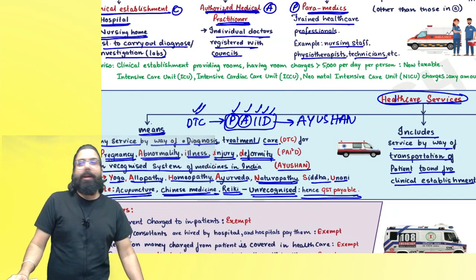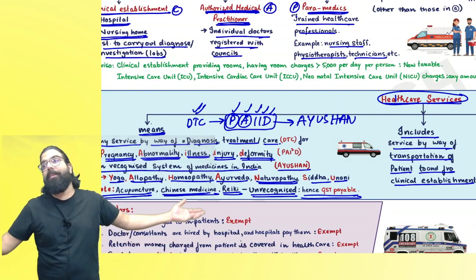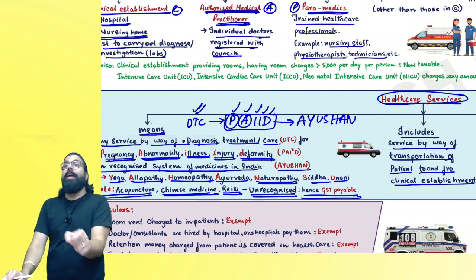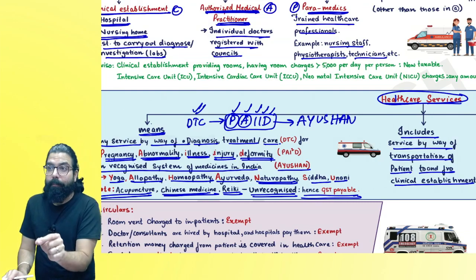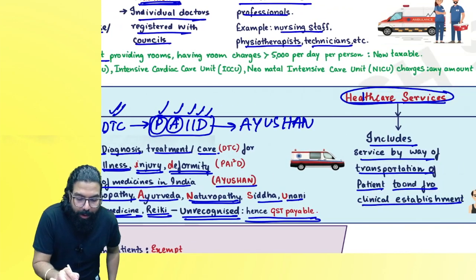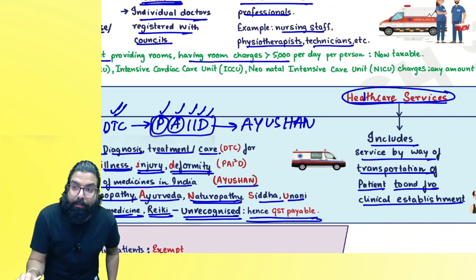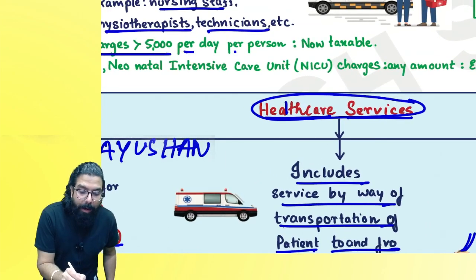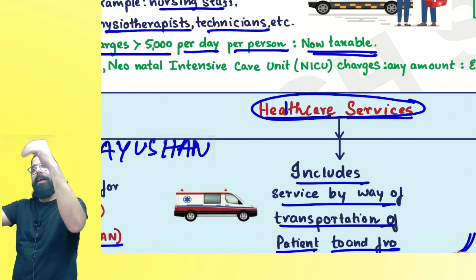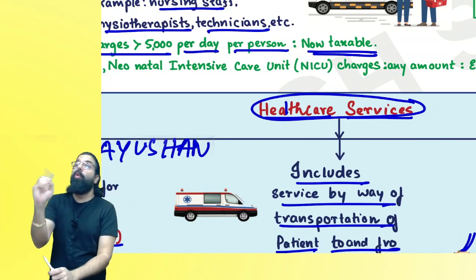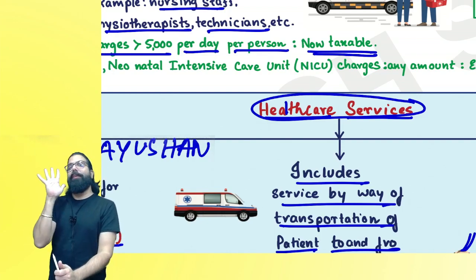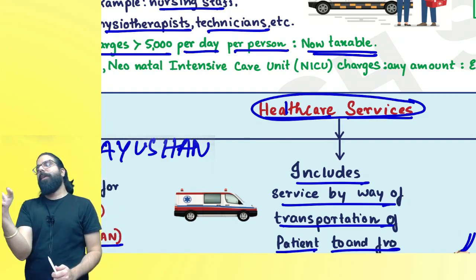Now, listen to me very carefully. Nowadays, you will see hospitals are not hospitals. Hospitals are like 5-star, 7-star hotels. Now, in a hospital, if a person is admitted and is paying room rent of more than 5,000 per day per person, it will now be taxable. All his healthcare services, etc. will be exempt. But, sir, room rent which is charged will now be taxable if it is more than 5,000. Up to 5,000? Exempt. Can I go ahead, everyone?